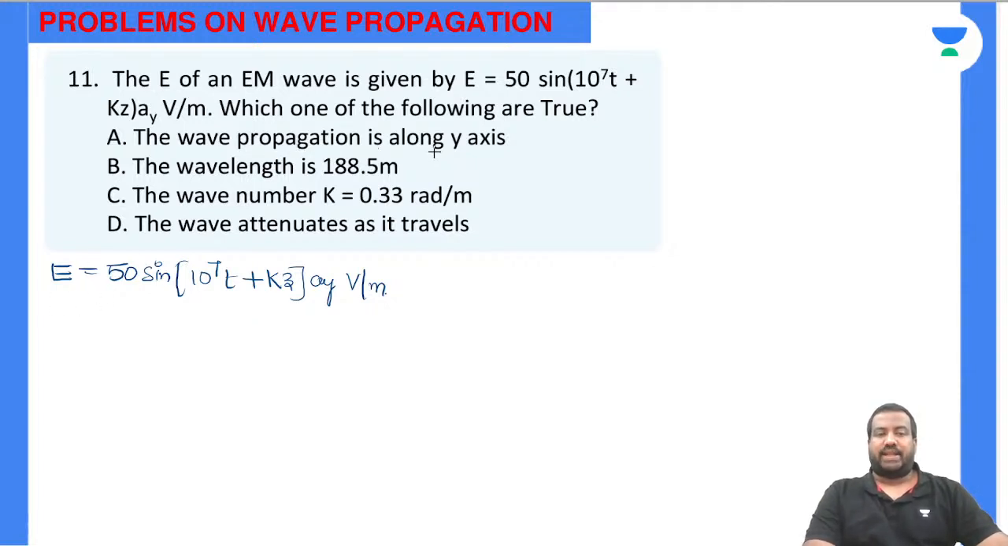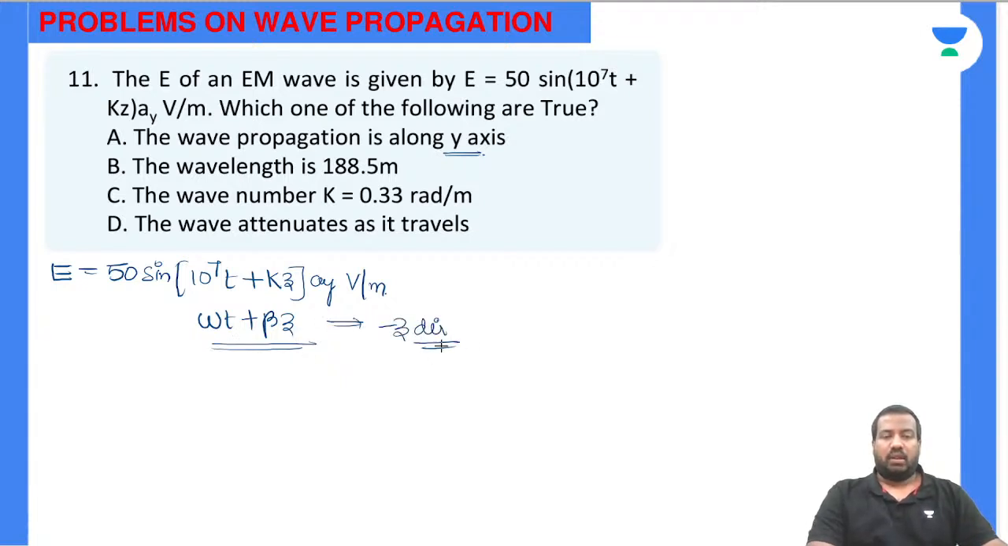The wave propagation is along y-axis. It's very clear that these are of the form omega t plus beta z, indicating that the wave is propagating along the negative z direction. But given here it is y, which is wrong.